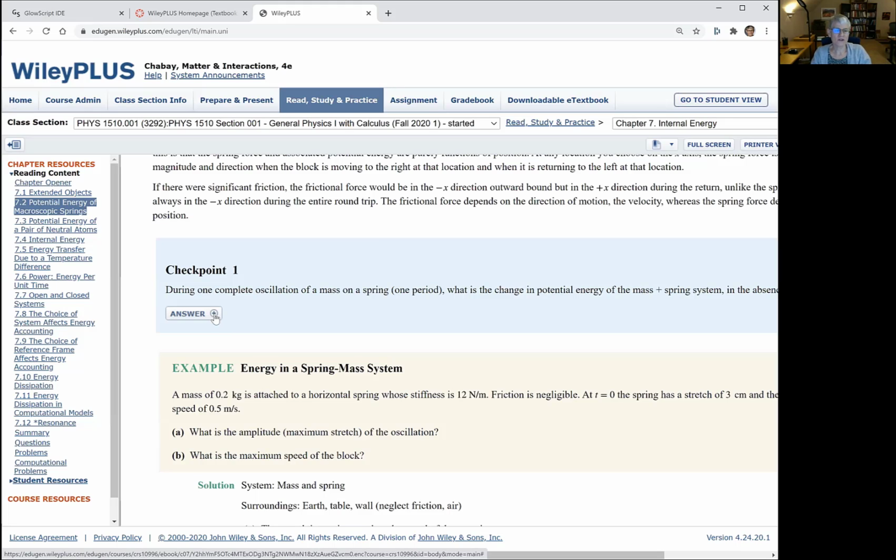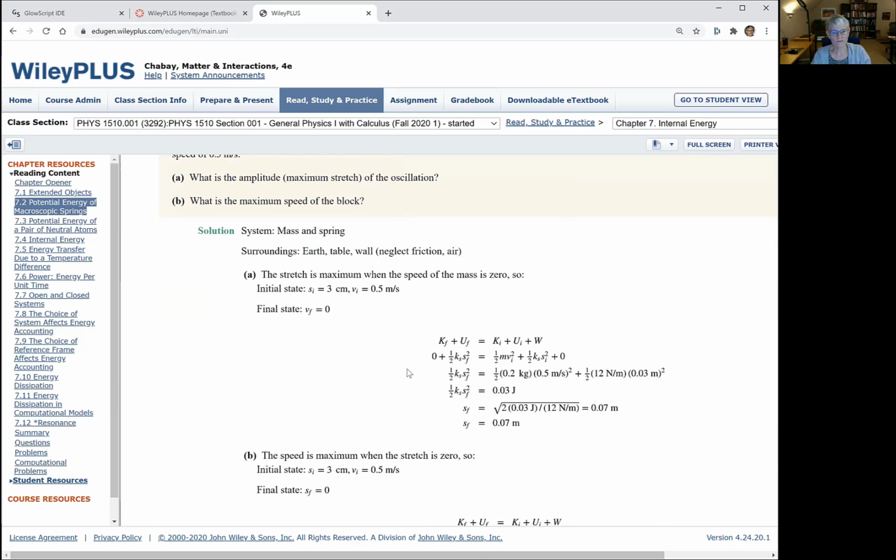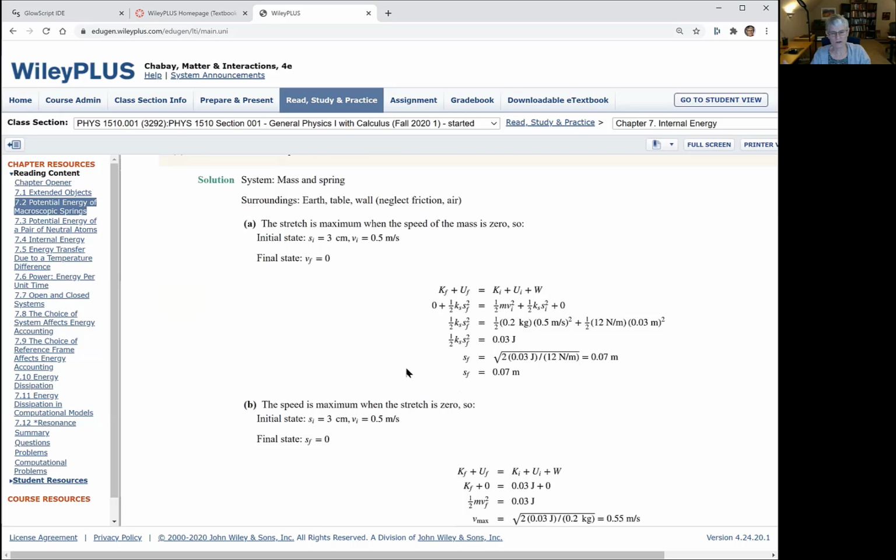So there aren't worked out solutions in the book. Here's an example right here, and it basically shows you how to approach a problem of this kind. But no, there aren't worked out examples in the book. And that's one of the reasons that help sessions are good. There is or used to be a student solutions manual available from the publisher, but I'm not sure how you get that.